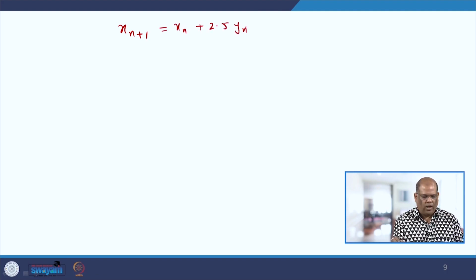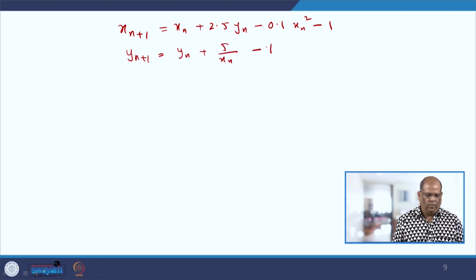Say I have a set of nonlinear difference equations: x n plus 1 equal to x n plus 2.5 times y n minus 0.1 x n square minus 1, and y n plus 1 equal to y n plus 5 by x n minus 1.